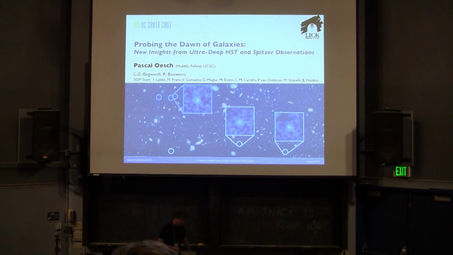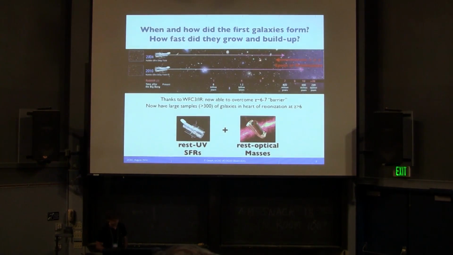Hello everyone. I'm just going to rewind galaxy evolution back 13 billion years to the reionization epoch. And I'm going to tell you a bit about our most recent results over the last year, essentially that we obtained with the XDF team, led here by Garth Illingworth in Santa Cruz, Richard Bouwens in Leiden, and also I want to point out in particular Ivo Labbé, who is really important for our Spitzer IRAC photometry.